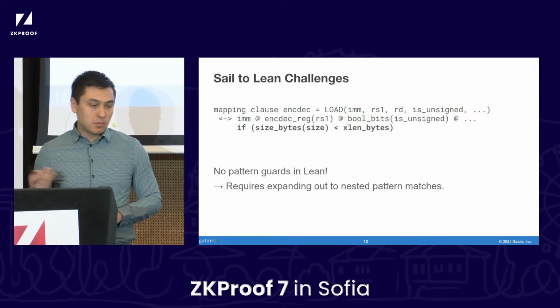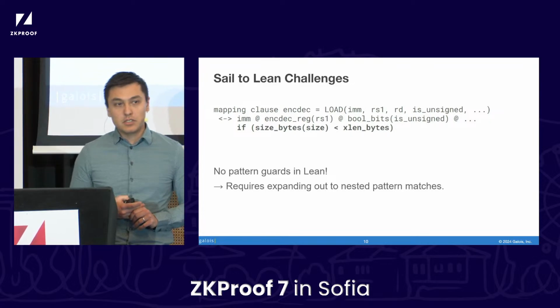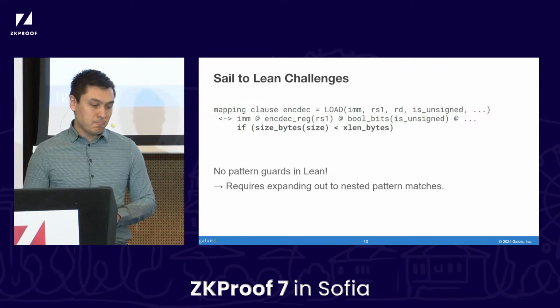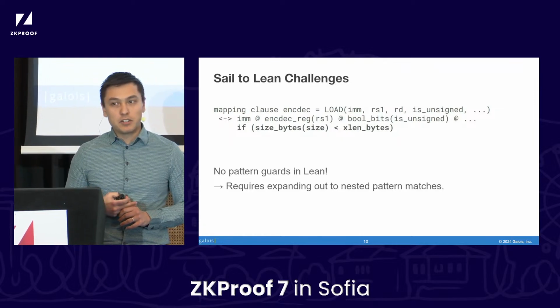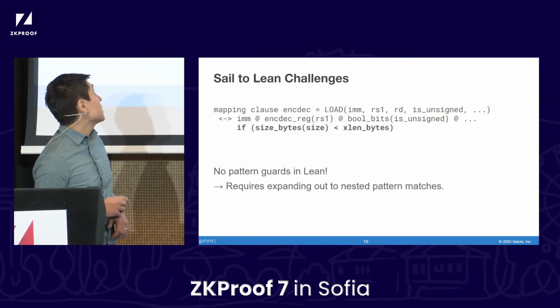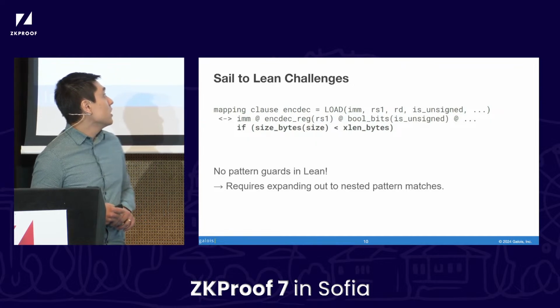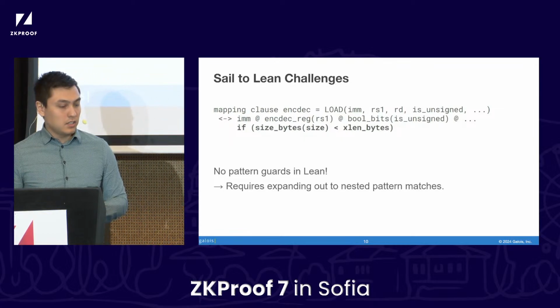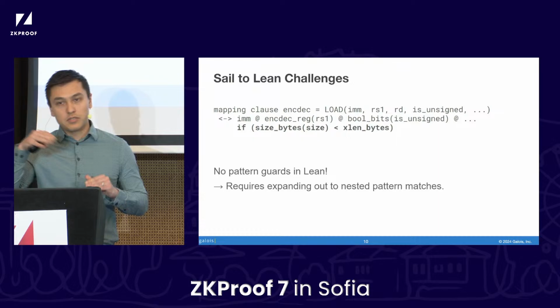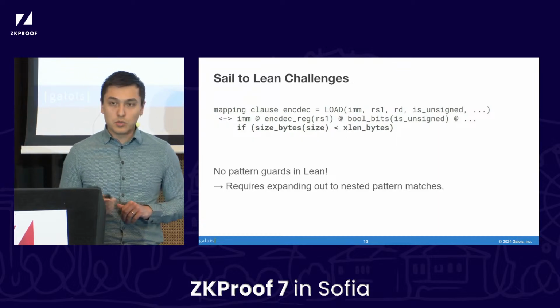So I'll mention some of the challenges that we've been running into in this conversion. One of them is that Lean doesn't have pattern guards, right? So you can see there's this if condition on a pattern guard. Basically, this requires us to expand out these conditions, and this causes a bunch of nested conditionals. So that was one thing we had to support.